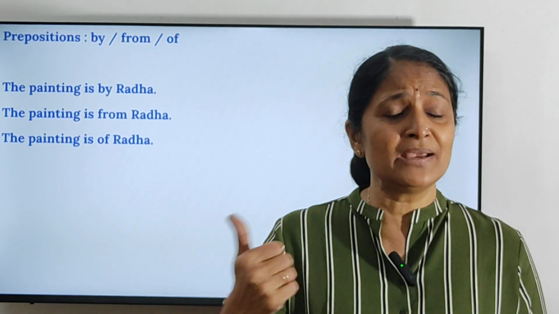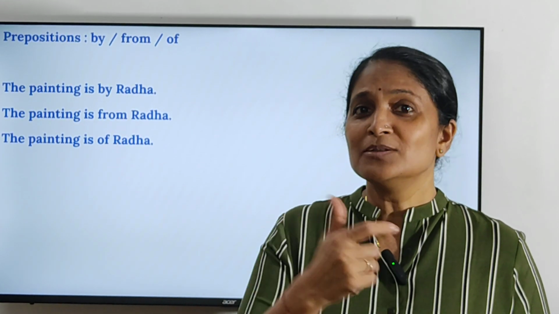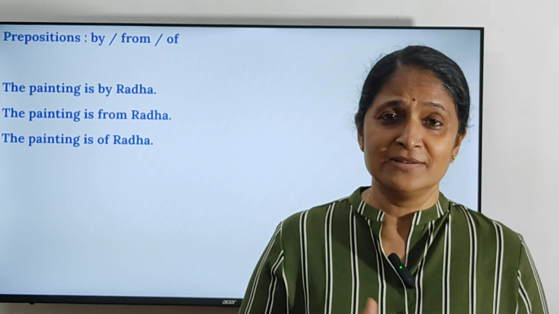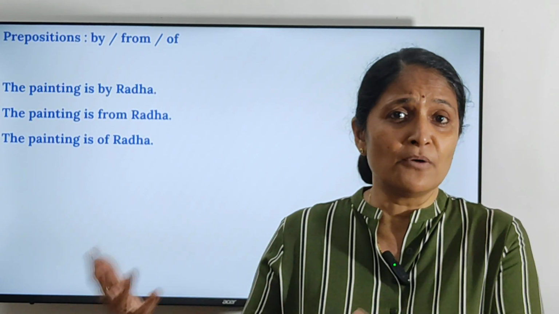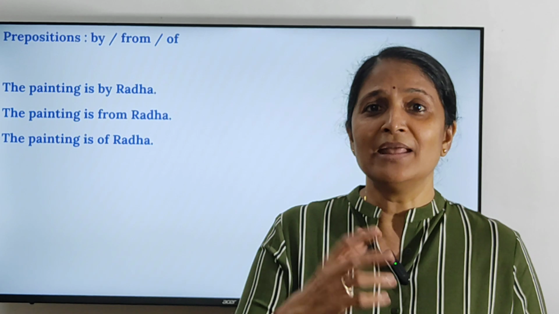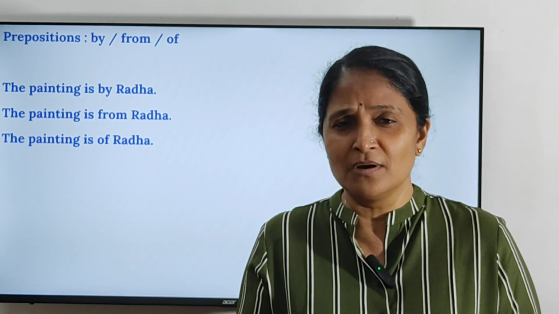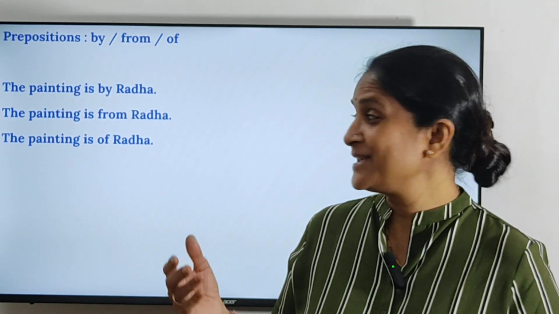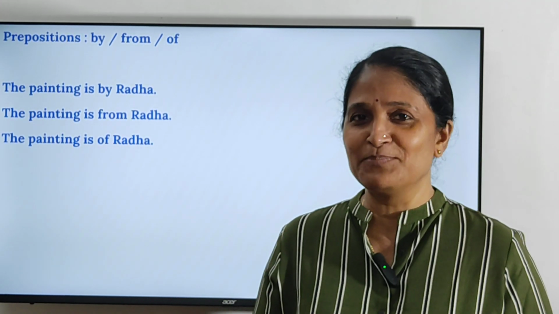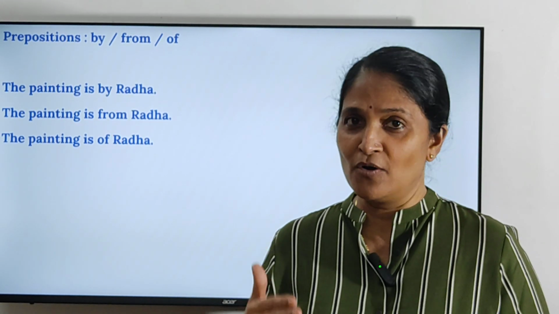The book is written by Jack Canfield. He is the author of the book. The book is from Jack Canfield. When I say from Jack Canfield, he gave me, from him I have got this book. And it is of Jack Canfield, मतलब Jack Canfield का book, ये किताब है. Understood? Right? Yes. So you need to solve a few more examples. Try to understand what is the difference between by, from and of.